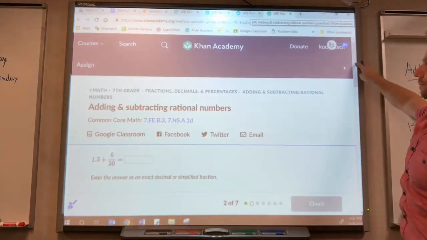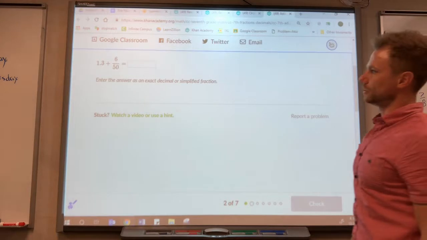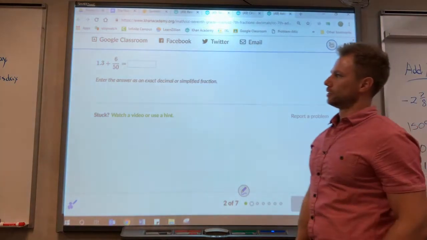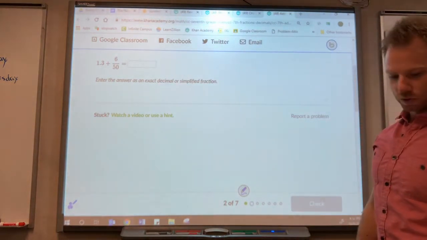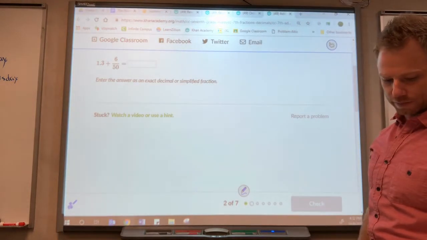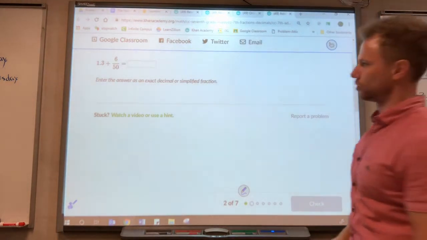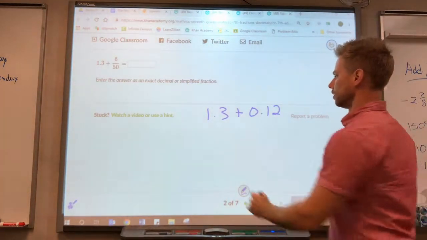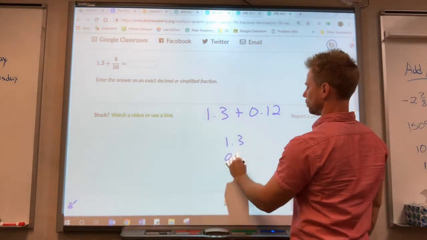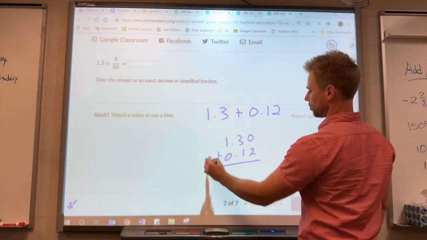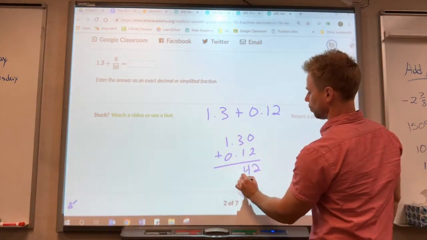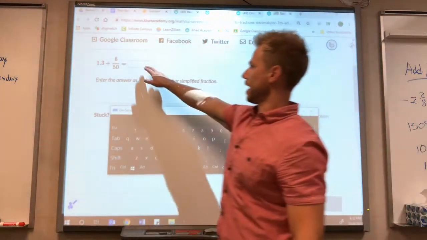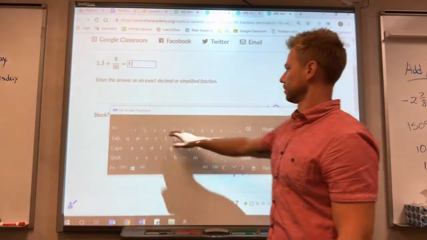And our last link, we need to enter each answer as an exact decimal or simplified fraction. Okay, I'm going to change these to decimals. So I'll do top divided by the bottom on 6/50ths, which is 0.12. So 1.3 plus 0.12. When we add those, we're going to line up our decimals. Put in a 0 there so everything's lined up. We get 1.42. They're both positive, we just add and keep the positive.